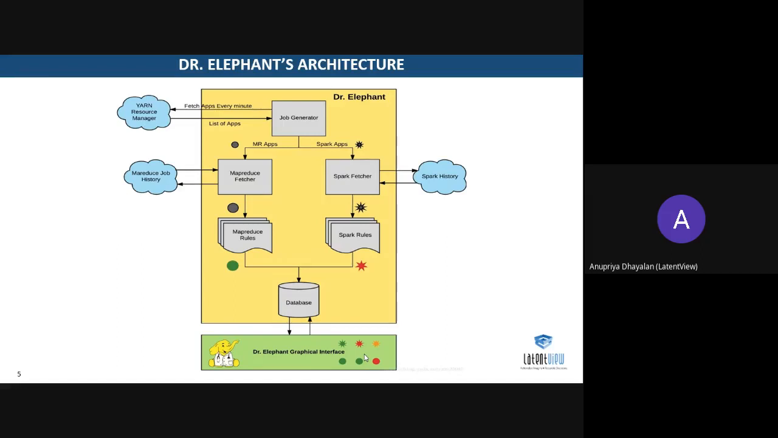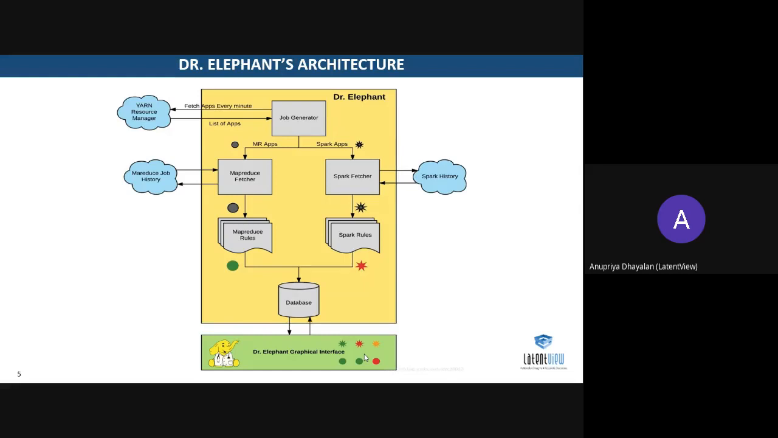Once it gets the list of applications, then depending on the type of application, whether it is a MapReduce job or a Spark job, we have a separate fetcher for each: a MapReduce fetcher and a Spark fetcher. The MapReduce fetcher will start fetching all the information that it can get about the applications from the MapReduce job history. It queries the history server and gets whatever metadata information it can get from the logs.